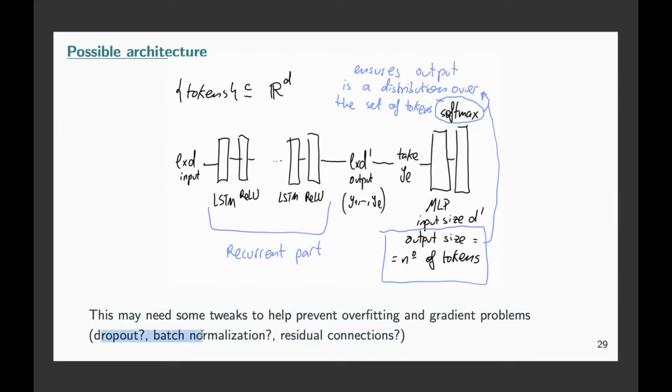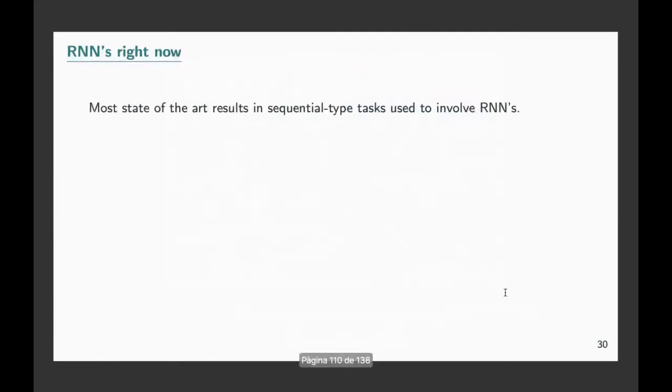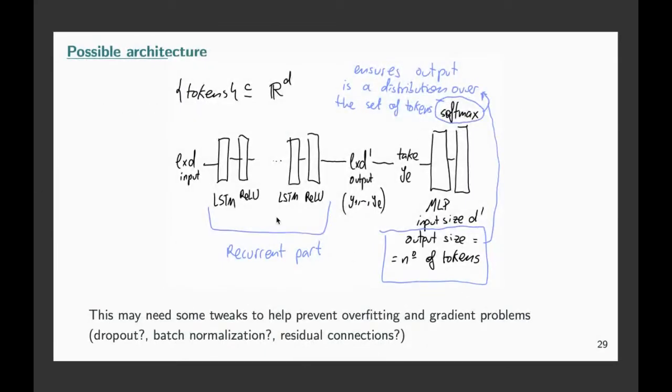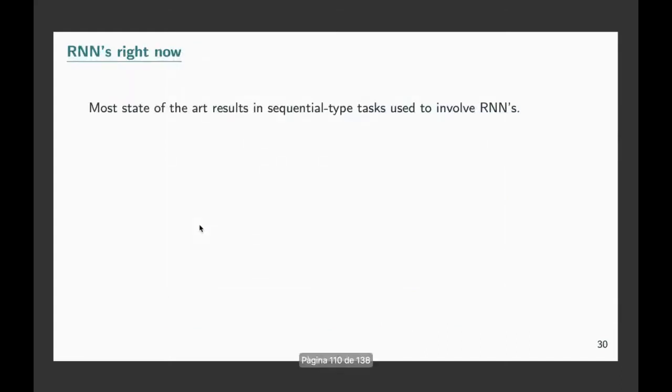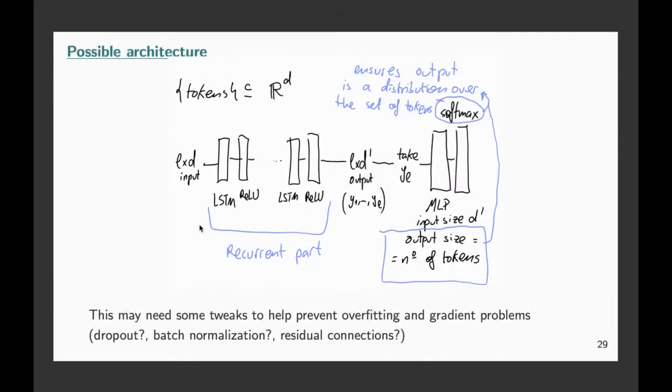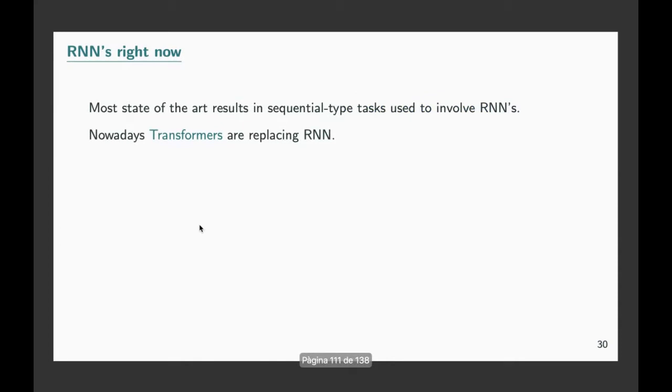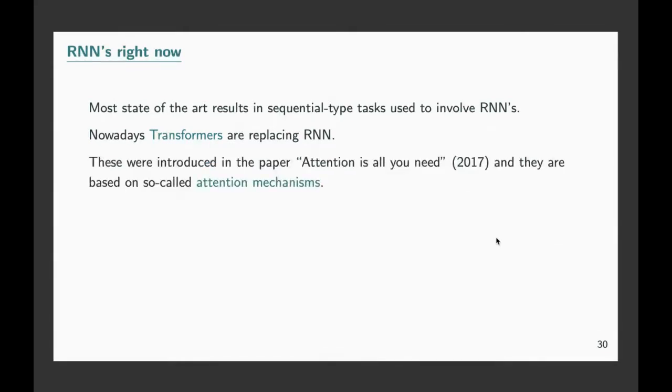Probably you have to add some extra things to the network to avoid overfitting and gradient problems, but more or less, it might look like this. And this is the idea that was being used before the attention models appeared. Now, language models are not done anymore with recurrent neural networks. Nowadays, the so-called transformers are replacing them. These were introduced in the paper I mentioned, and they are based on so-called attention mechanisms.